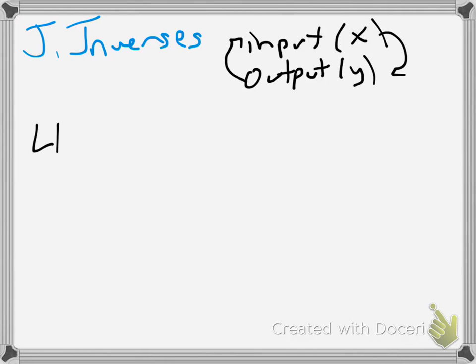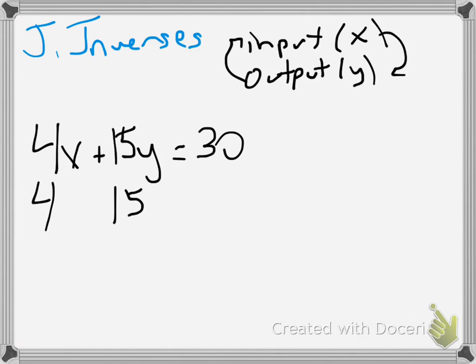So for instance, if we have an equation like this, 4x plus 15y equals 30, and I ask you to find that inverse, all you're doing is you're leaving the 4, the 15, and the 30 exactly where you found them, but you're flipping the x with the y and the y with the x. Okay, technically that's the inverse, but we can do one better than that. We can solve for y.